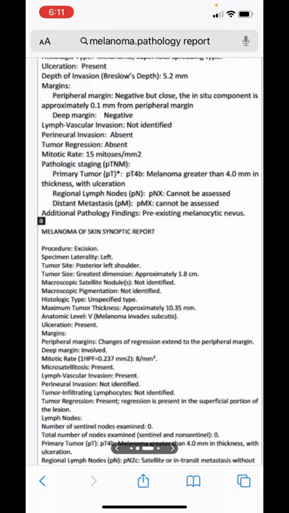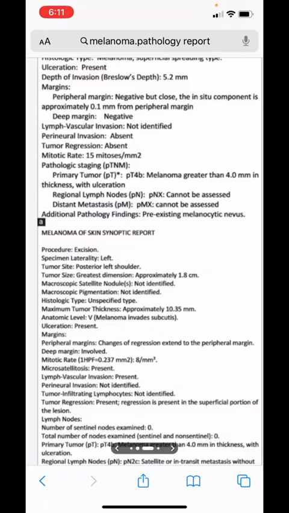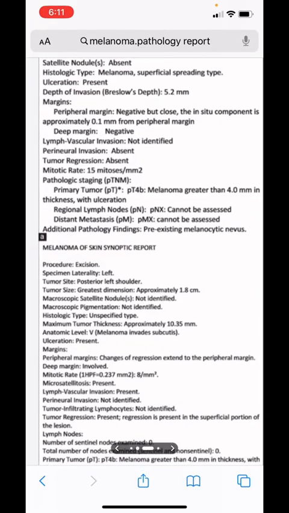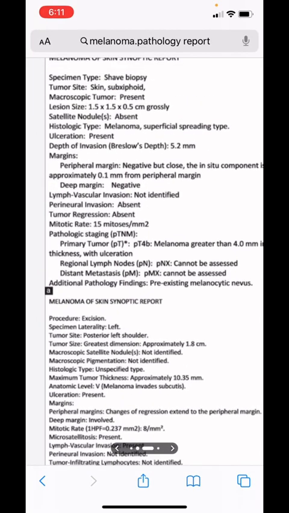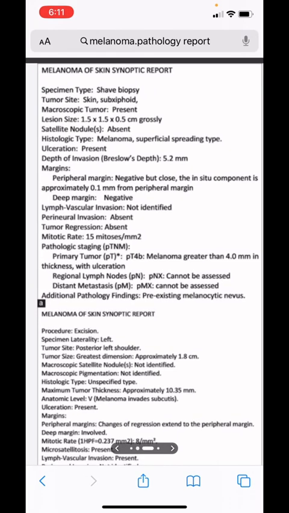Why is that important? For the staging. So a T4A melanoma is a stage 2B melanoma. A T4B melanoma, on the other hand, is a stage 2C melanoma. And as the stage goes up, of course, it can affect the survival. The other outcomes would be worse. So these are the two most important things I look for in the pathology report when I'm staging a patient.